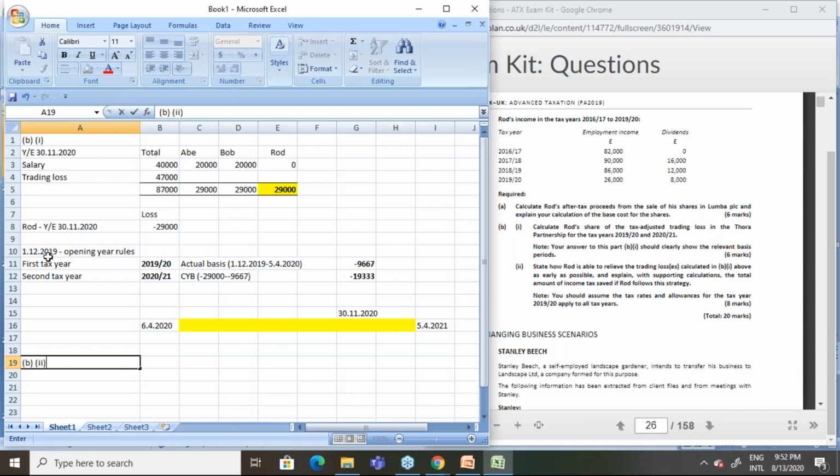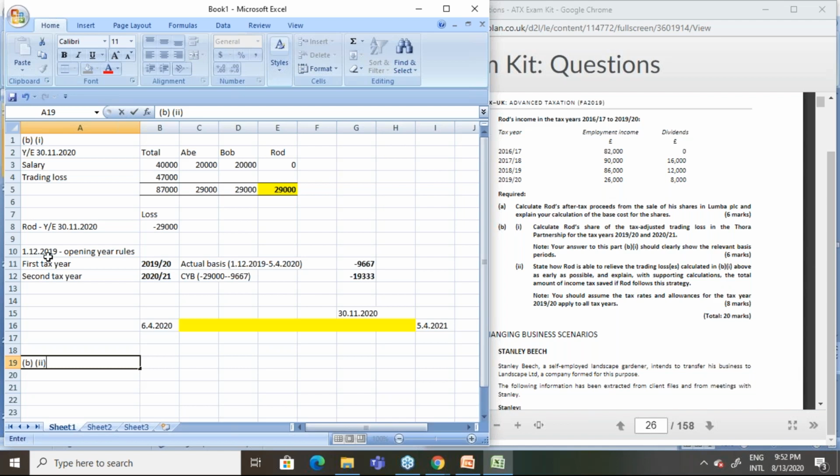Or else you can set off your trading losses against the total income of the current year and or the previous year. Or else you can set it off against the chargeable gains of the current year and or the previous year. And the other option available is the special opening year relief, as it is a newly started business for Rod.